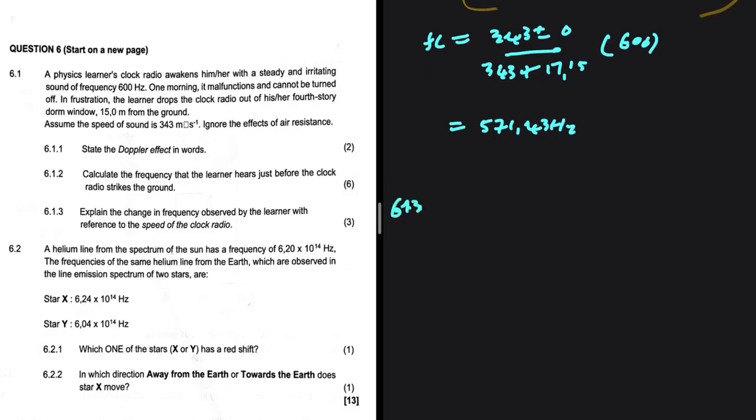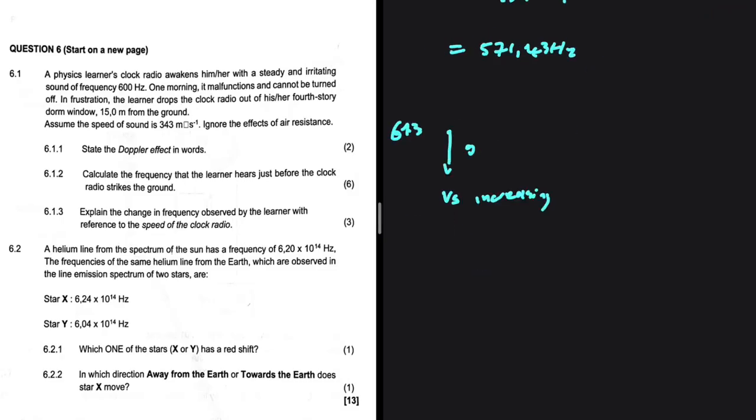6.1.3. Explain the change in frequency observed by the listener with reference to the speed of the radio clock. As the clock is going down, obviously, under the influence of gravity, the velocity of the source is increasing. We know fully well that the frequency observed by the listener equals V divided by V plus Vs, multiplied by the frequency of the source. So if Vs is increasing, then FL should be decreasing. The frequency observed by the listener should be less than that emitted by the sound source.